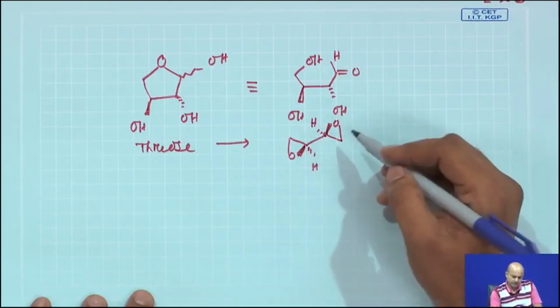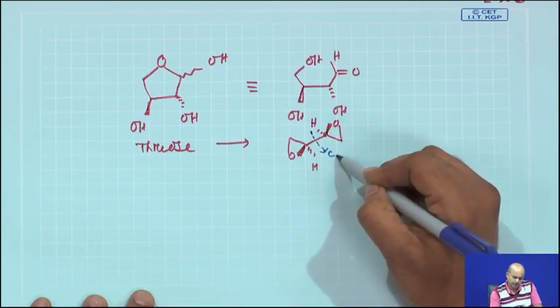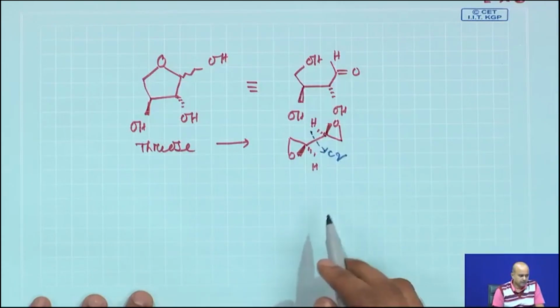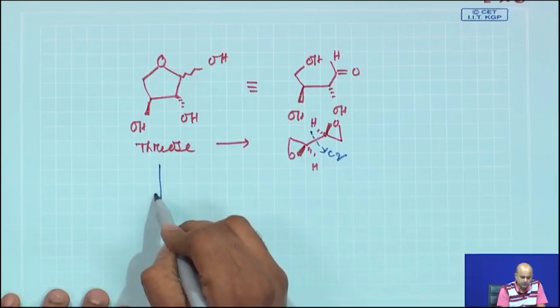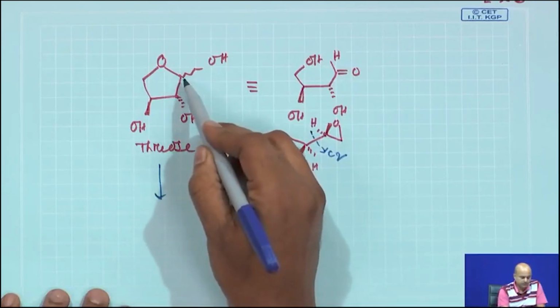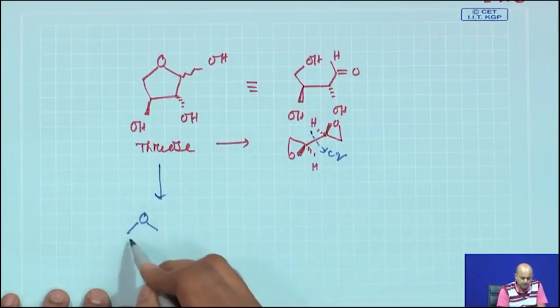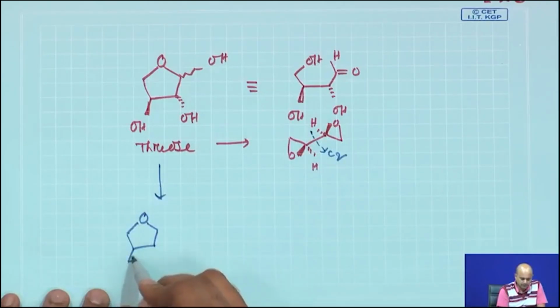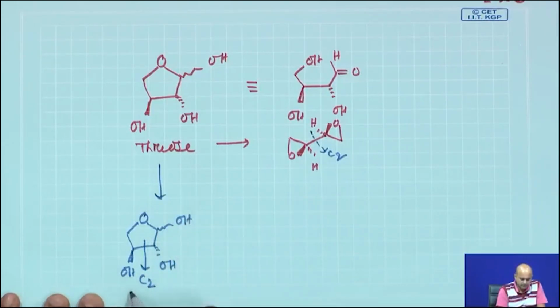Now, we see the structure of this compound, this bis-epoxide having a C2 axis of symmetry. Now, why is it important? If you now analyze the threose structure, if it does not have an OH here, then it has a perfect C2 axis of symmetry. So, the presence of this OH makes the C2 symmetry a pseudo C2.